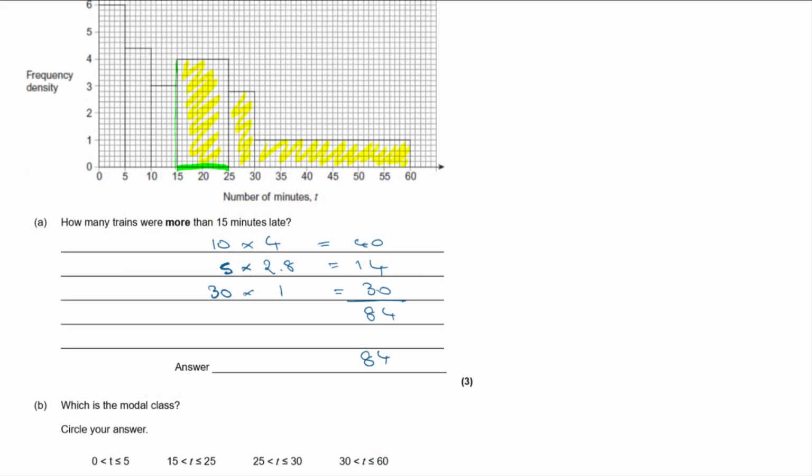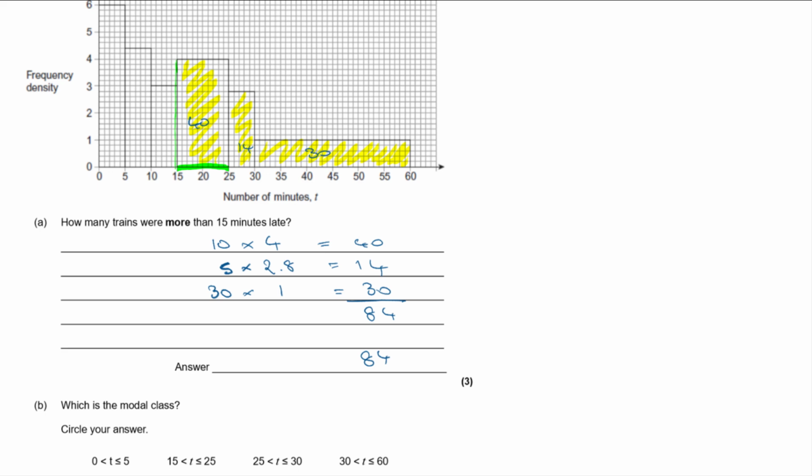Part B says, which is the modal class? The modal class is always the group with the highest frequency. So we've worked out 3 of the frequencies already. We got that one was 40, that was 14, and that was 30. So far it's that bar there, isn't it, that's the biggest, the 15 to 25.